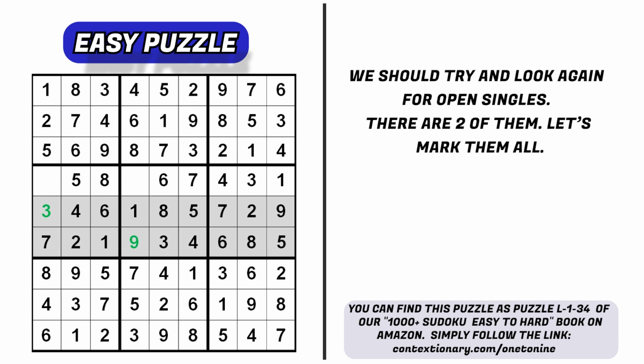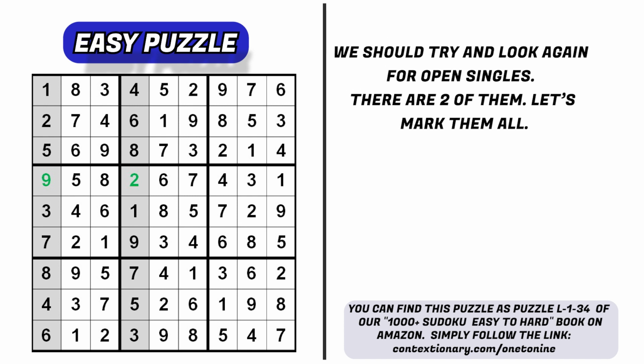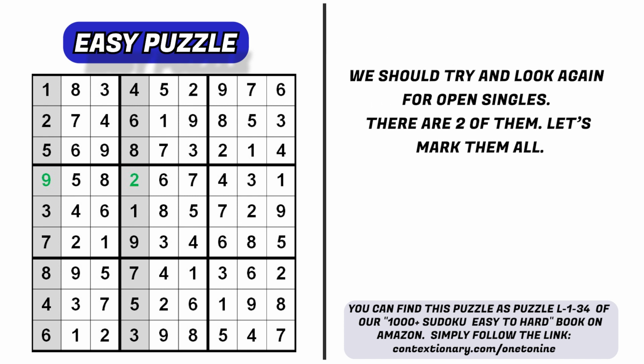Excellent! 2 open singles help complete row 5 and row 6, leaving us now with only 2 cells left to fill. Those 2 are very easy to fill as they are the only missing numbers 9 and 2 in column 1 and column 4 respectively.